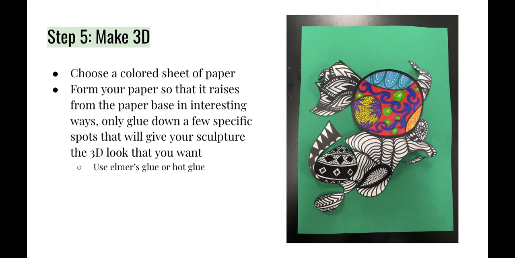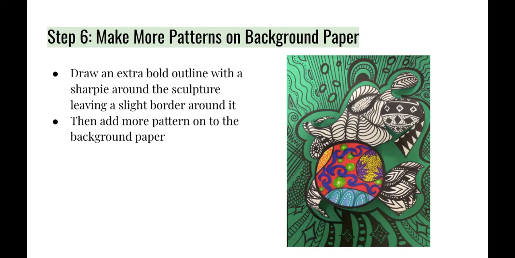Step 5, what you are going to do is choose a colored sheet of paper. It can be any size and it can be any color. You are then going to form your original Zentangle drawing so that it raises from the paper base in an interesting way. Only glue down a few specific spots that will give your sculpture the 3D look that you want. You can use Elmer's glue or hot glue here.